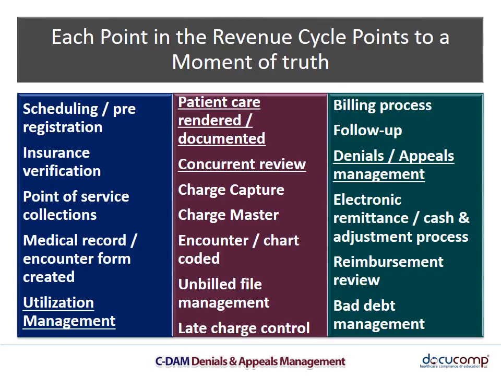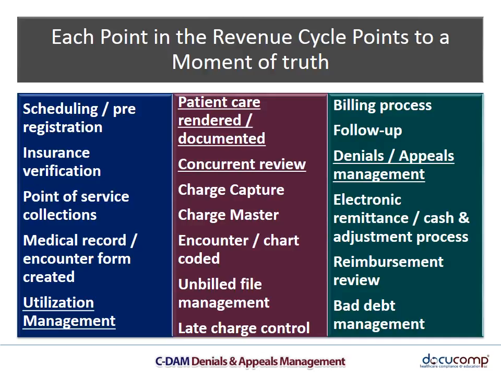Each point in the revenue cycle marks a moment of truth. Let's start at the beginning with scheduling and pre-registration. Once a patient's insurance is verified and any point of service collections have been executed, the medical record or encounter form can be created, marking the beginning of the revenue cycle. Utilization management comes into play here, ensuring that all medical record documentation is available and appropriate to support medical necessity.